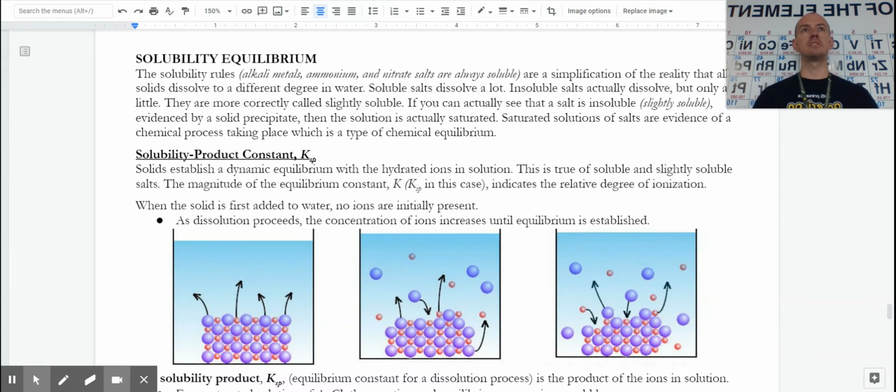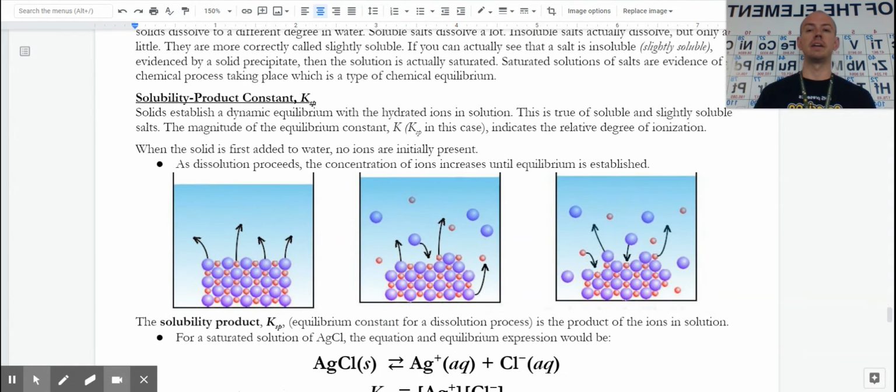It's fine to call it insoluble. It's great to know that it forms a precipitate. But once we get to a small enough level, it's important to recognize that a tiny bit of it does dissolve. So when we're looking at solubility equilibrium, we're still looking at a K. Rather than being called Kc or Kp, it's called Ksp, the solubility product constant. And we'll see why it has the word product in there.